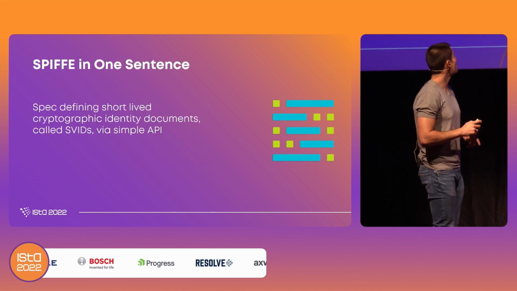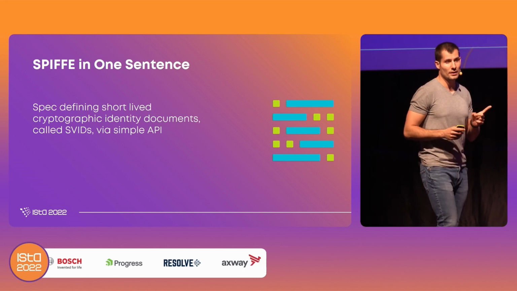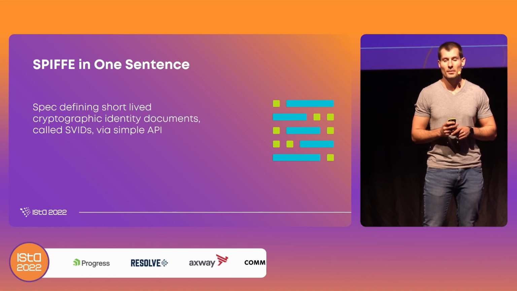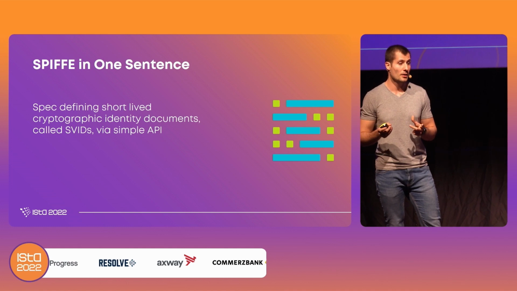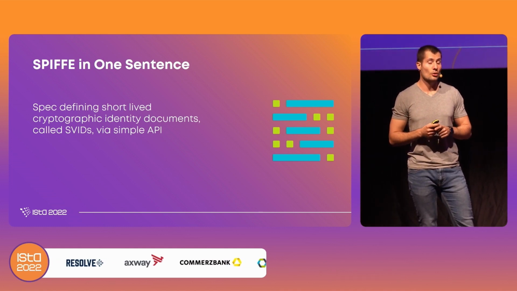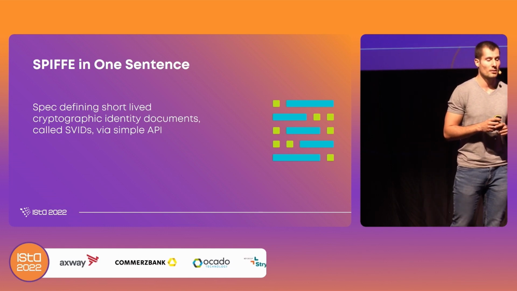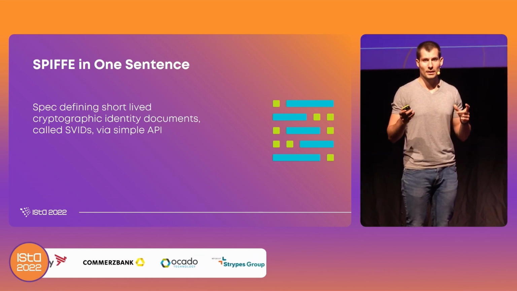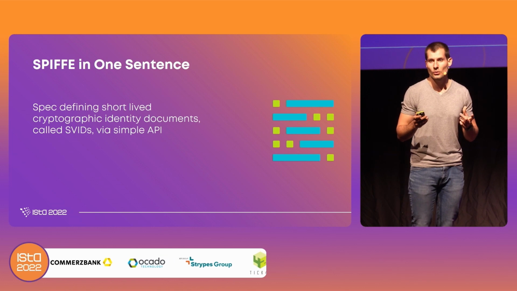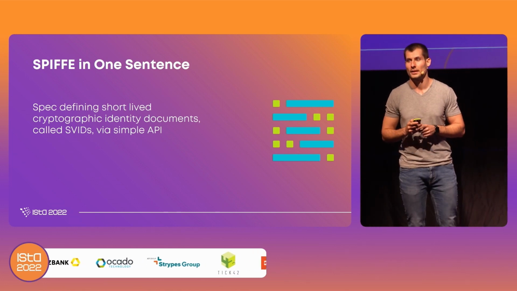I'll start with the definition, and if we have to describe it with one sentence, that would be it. Basically, SPIFFE gives us short-lived identity documents, and it does that via a simple API. Let's try to break apart this sentence so you understand what we mean by it.